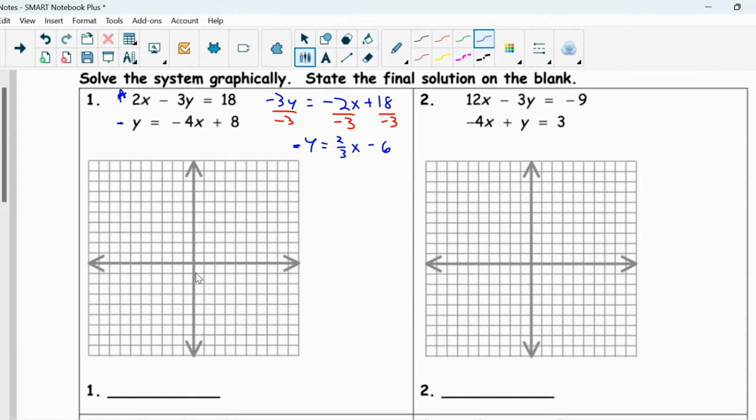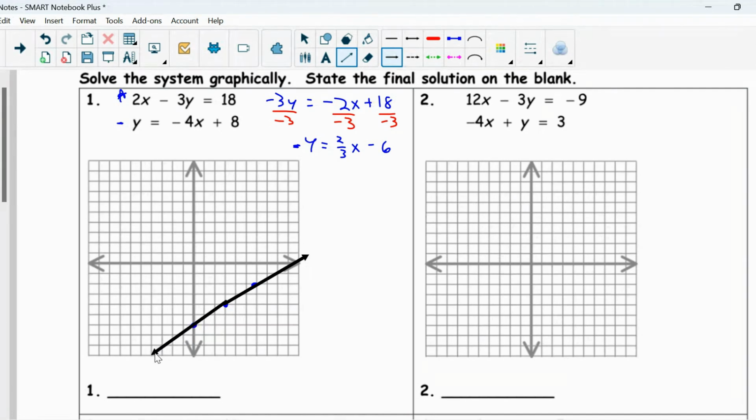So our y-intercept is negative 6. 1, 2, 3, 4, 5, 6. And our slope is 2/3. So rise 2, run 3. Rise 2, run 3. It is very important when making these graphs that you are accurate, as if you are not, it may be difficult to find the point of intersection.